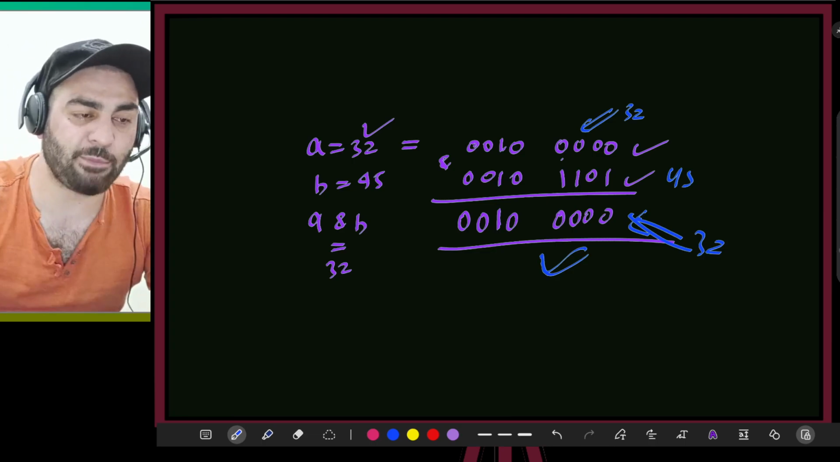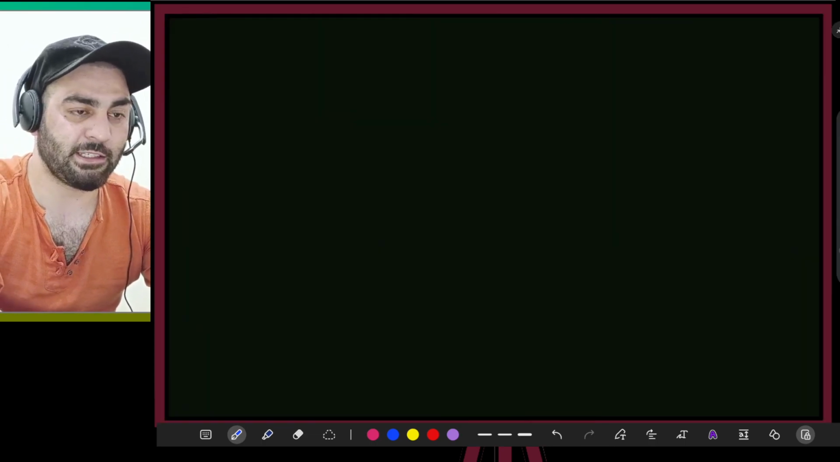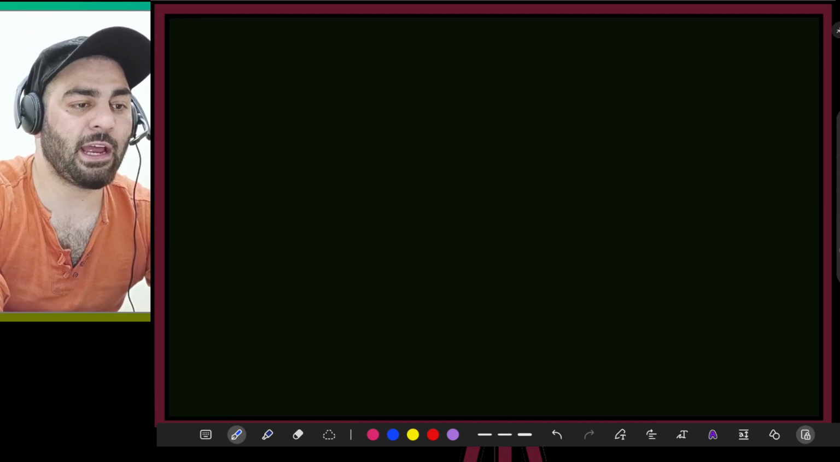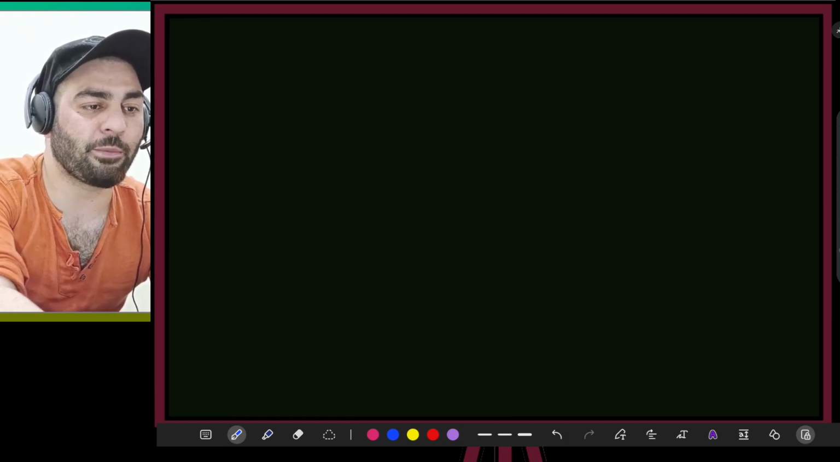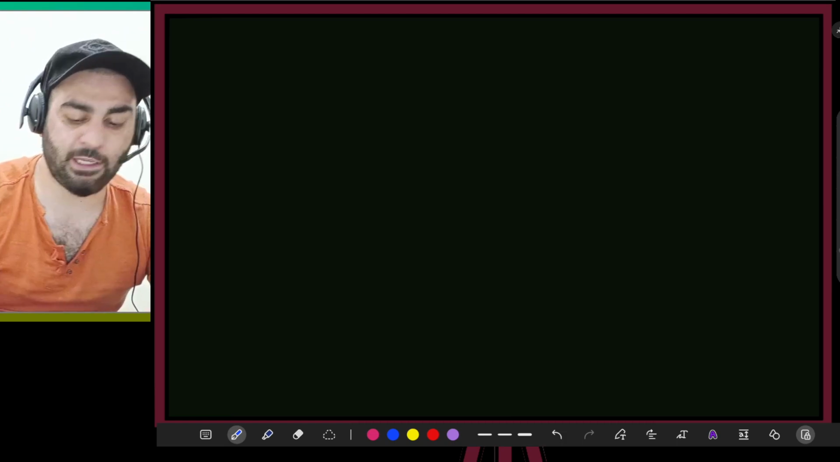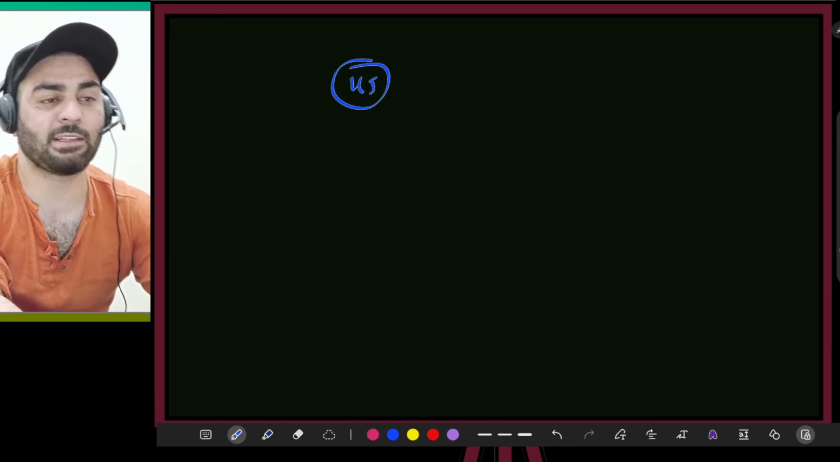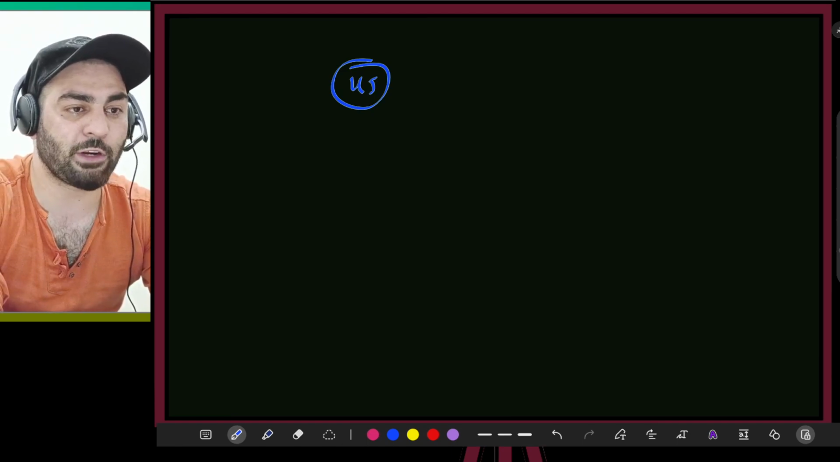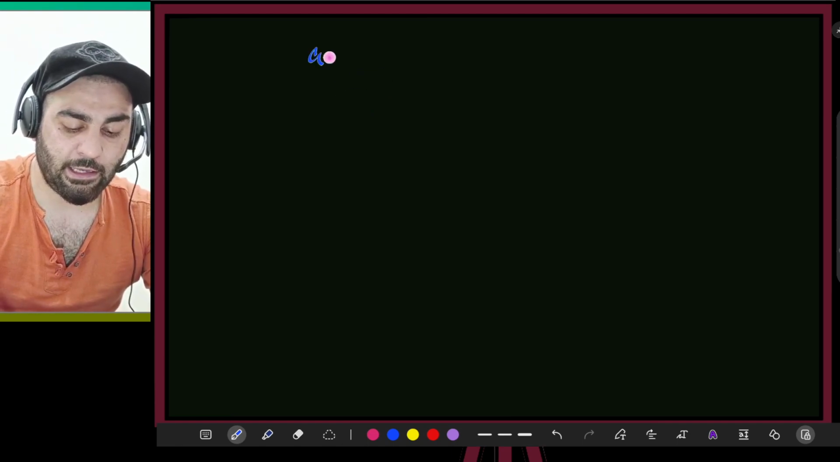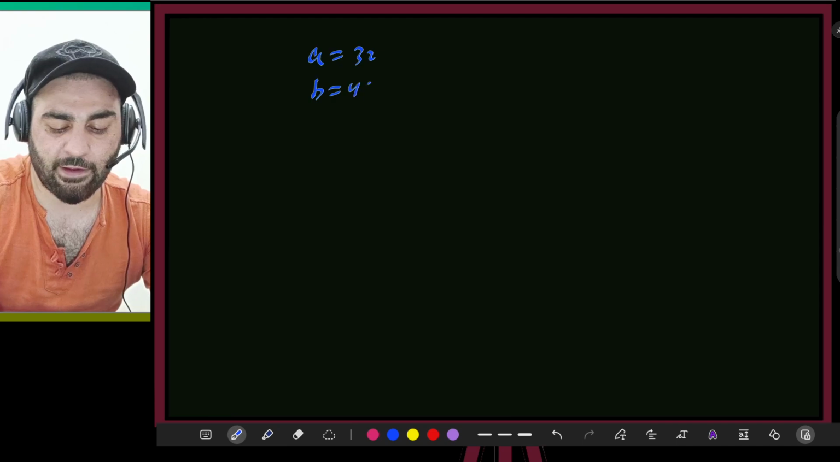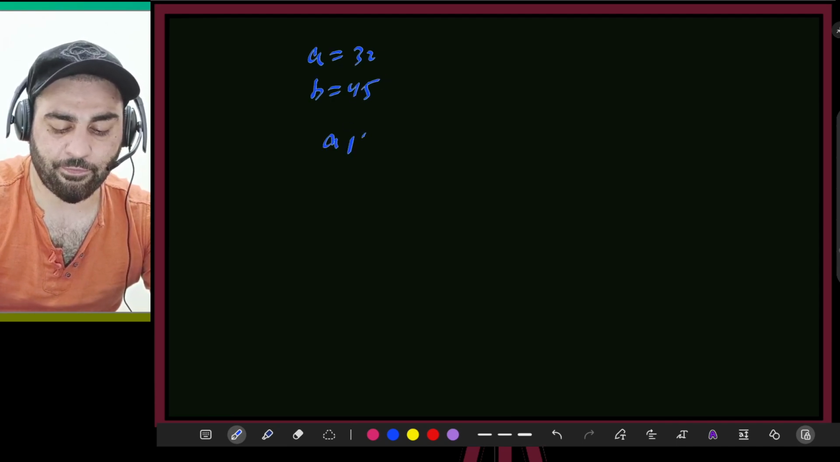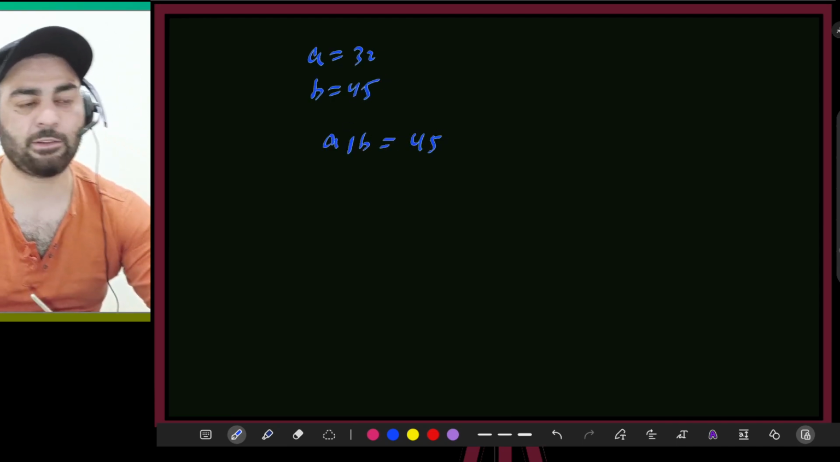Now let's do the same thing. Let's perform an OR operation with this. This is my A and B. So I'll perform A or B. A or B is 45. Can you tell me why? Can you just do the bitwise OR operation on these and tell me why it is 45? If my A is 32 and B is 45, A or B should be equal to 45. Can you check it?